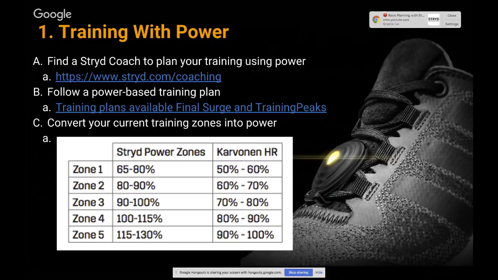So the first one here is training with power. It's going to be very important to have a training plan that you're following throughout your cycle, because you won't be able to just show up on race day and race. You're going to have to put in the time and energy to prepare for that race, know what power you can target, and build up your fitness so you can have a great race on that day.